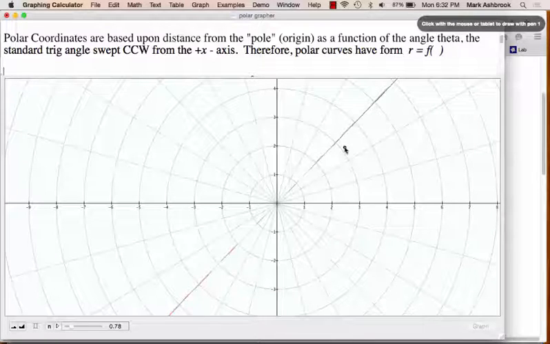Pass to your right as well. Pass to your right. Pass to your left.